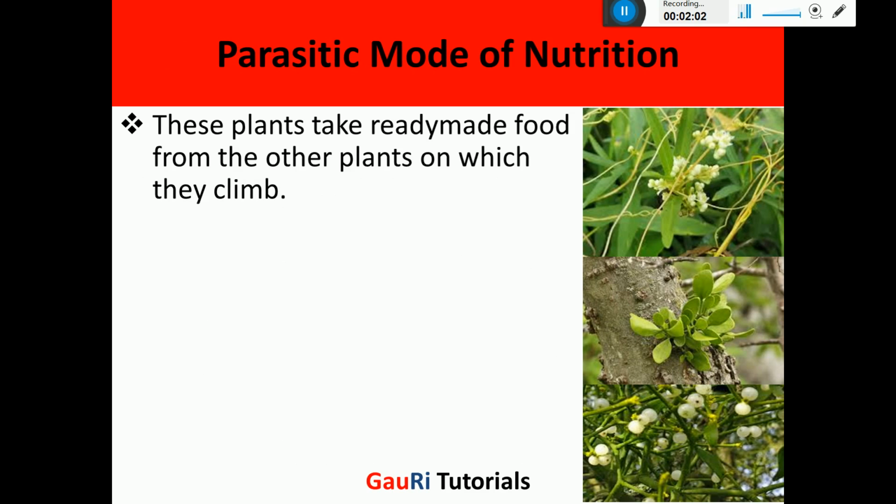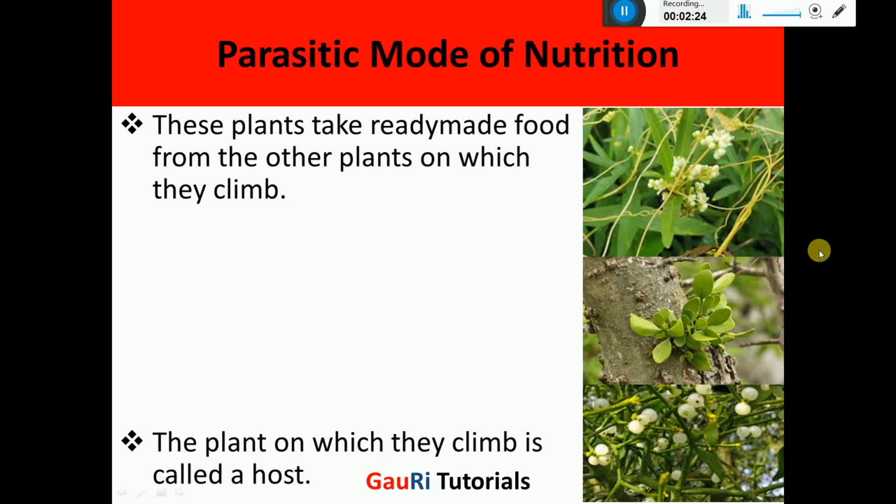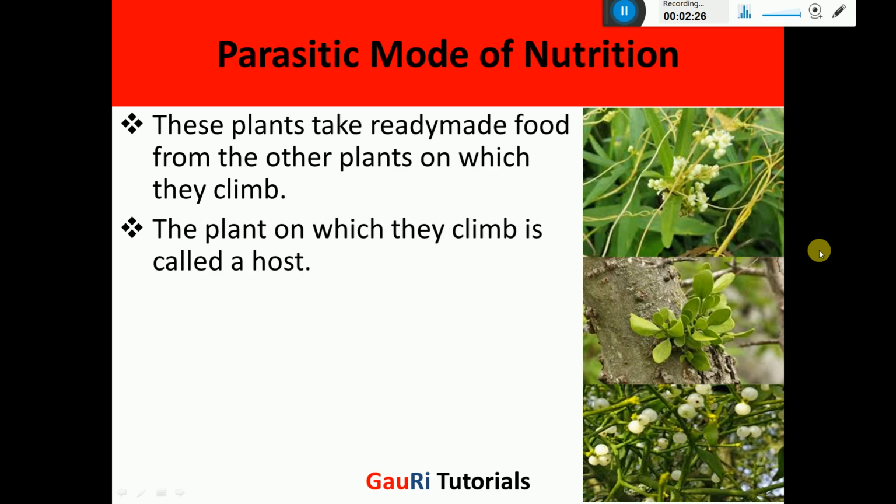Now first of all, under the heterotrophic mode, we are going to study about the parasitic mode of nutrition. Now what are parasites? These plants take ready-made food from other plants on which they climb. Like you can see here, this is one plant, and this is a parasitic plant on it. You can see it is growing over the other plant. Examples are Cuscuta and mistletoe. These are different examples of parasitic plants. You can see here also, a plant is growing on the tree trunk of another plant and it is taking its food from this plant.